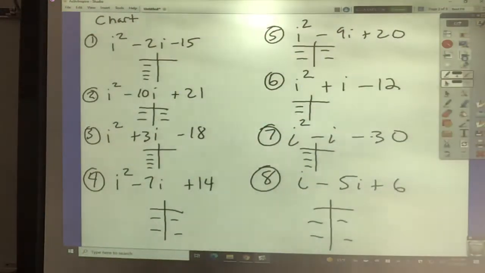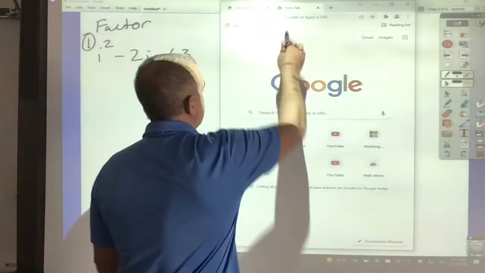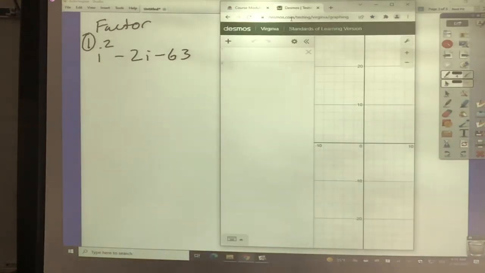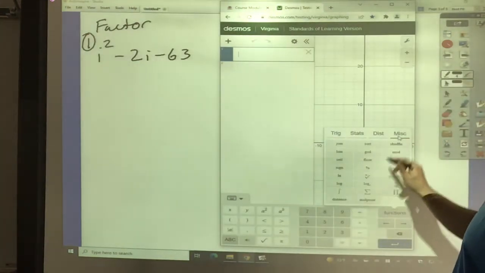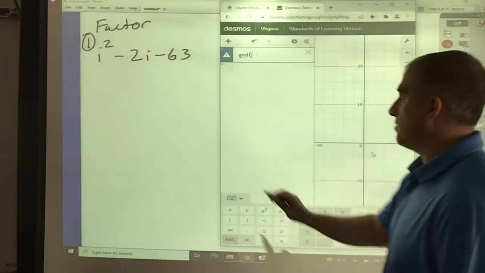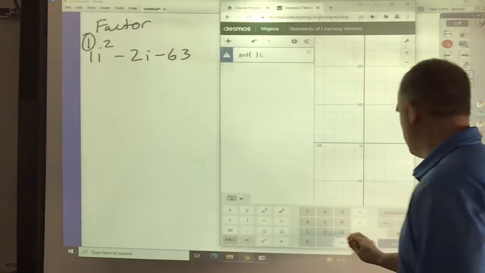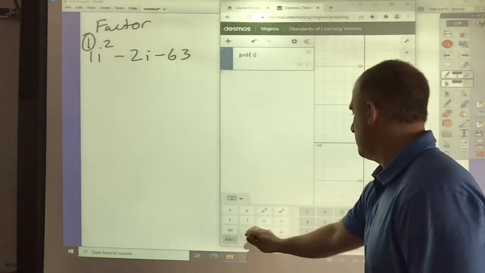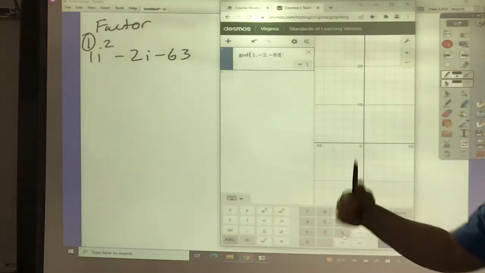Let's actually do some real examples. We should always check for GCFs. By now we should be really good at that. The coefficients are 1, negative 2, negative 63, and the GCF of the numbers is 1. They don't have any letters in common, so we have no GCF.